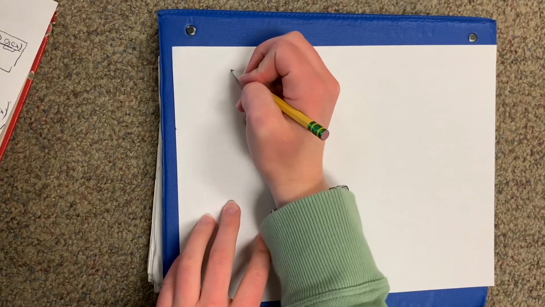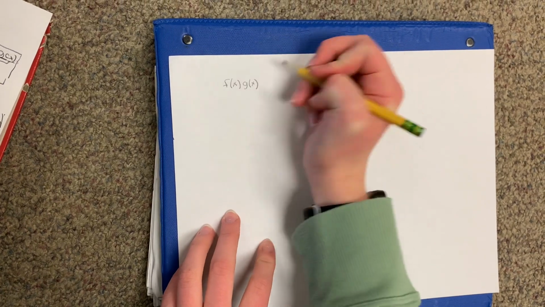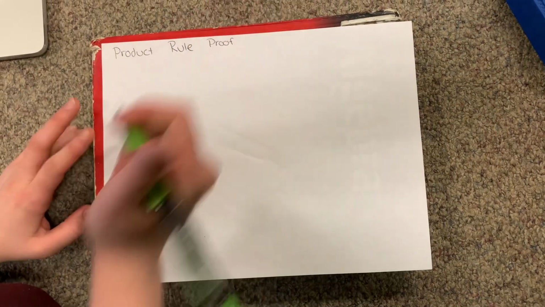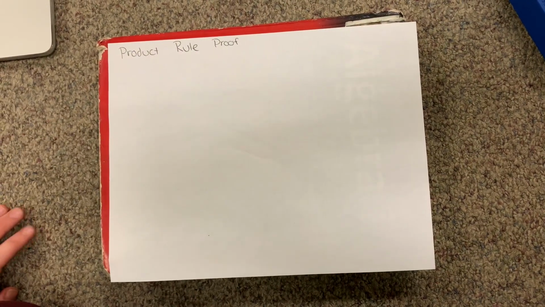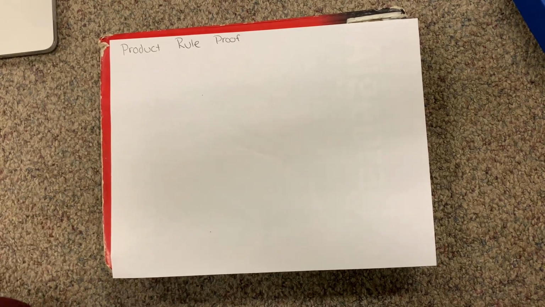Okay, so if you have two functions that are being multiplied together, like f of x and g of x, and you want to find the derivative of that, you can use the product rule. The product rule proof starts with understanding the definition of a derivative.